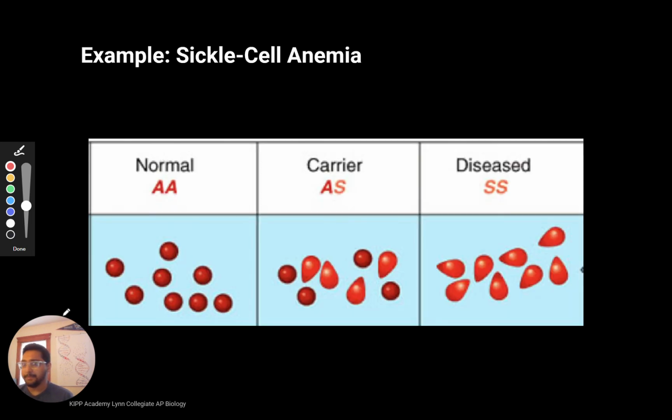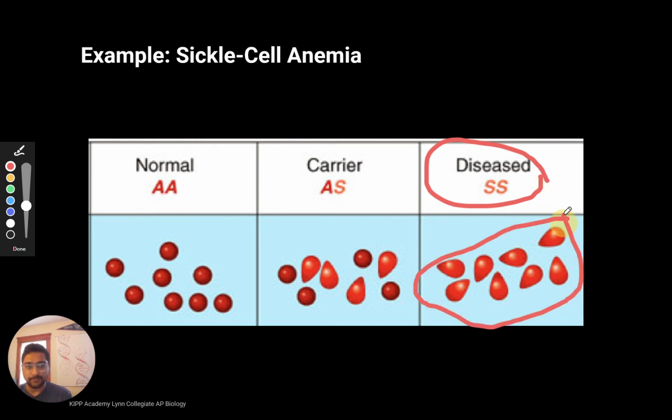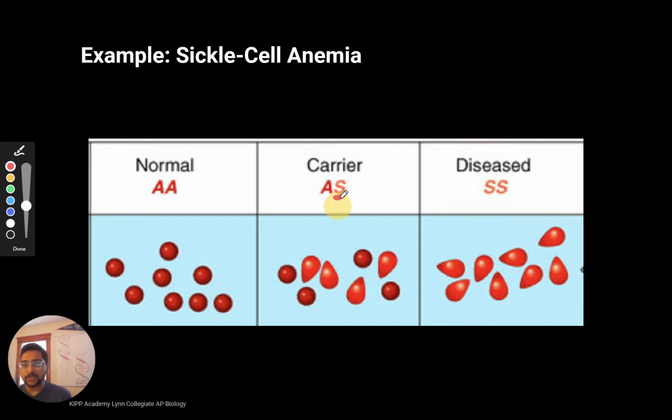An example of this is something we may have talked about before, something called sickle cell anemia. This is where you have the normal individual, or the dominant one. The carrier shows some cells that are sickle cell shaped, but not all of them. So some of them are like that. And then you have the diseased one, which is totally recessive, and then you see all sickle cell shapes. So this is an example of codominance, where you can see that if you have the trait for sickle cell, then some of your red blood cells in this instance will be shaped like a sickle.